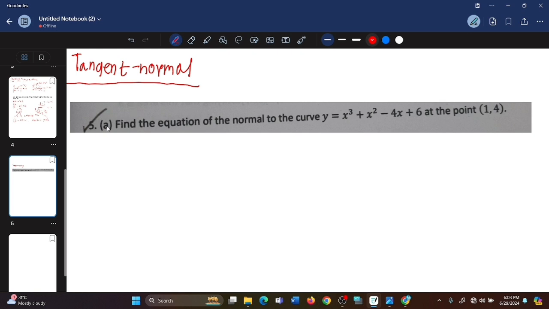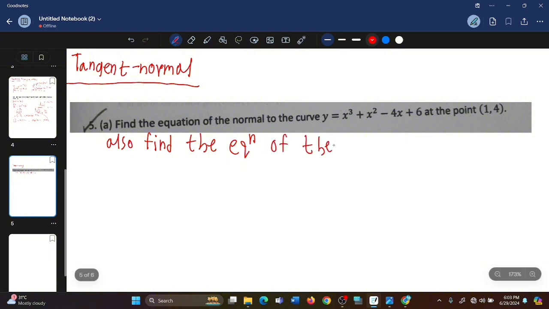The first question, question 5, says: find the equation of the normal to the curve y is equal to x cubed plus x squared minus 4x plus 6 at point (1, 4). I want to add something to this question, that is, also find the equation of the tangent at these points. Okay, now let's get started.